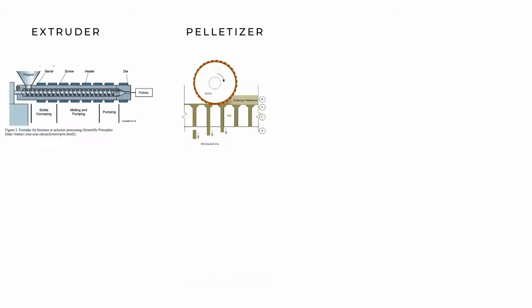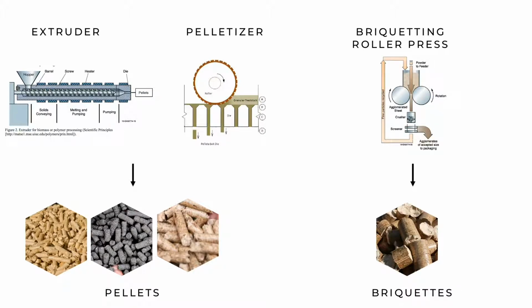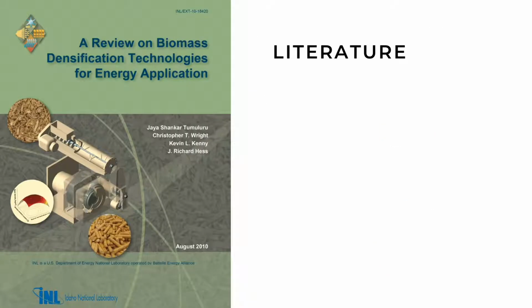As a summary, you need to keep in mind that an extruder and a pelletizer produce pellets, while a briquetting roller press produces briquettes, which are bigger and have different characteristics. Briquettes and pellets can both be used for domestic heating, cooking, and as industrial fuel, thereby replacing wood-based fuels and fossil fuels. If you want to learn more about these three technologies, I recommend you to read the article, A Review on Biomass Densification Technologies for Energy Applications.